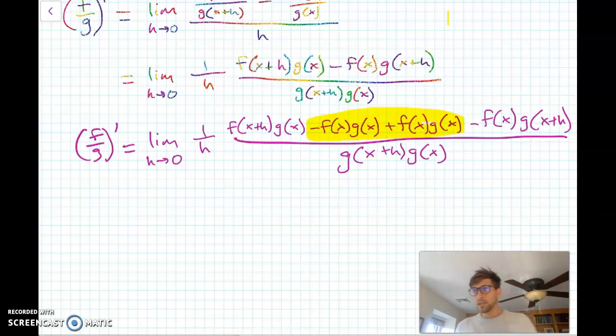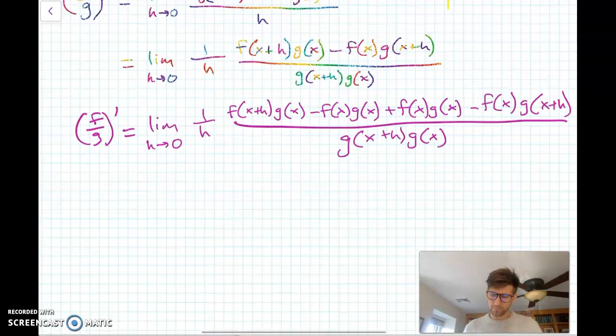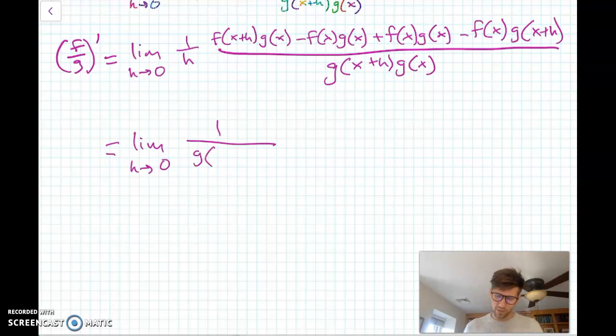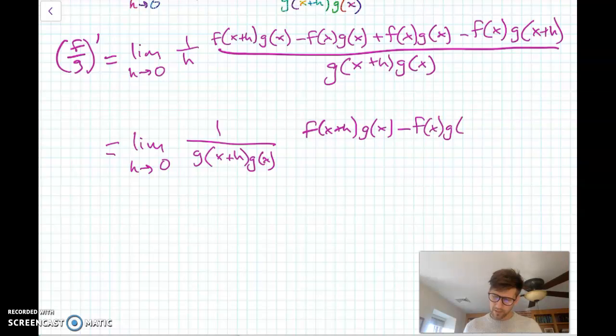So the next step again is to rewrite things a bit. So I'm going to go ahead and say that this now equals, instead of having the 1 over h, I'm going to switch the denominators. So I now am going to have all of this over here: f of x plus h, g of x, minus and plus that product.